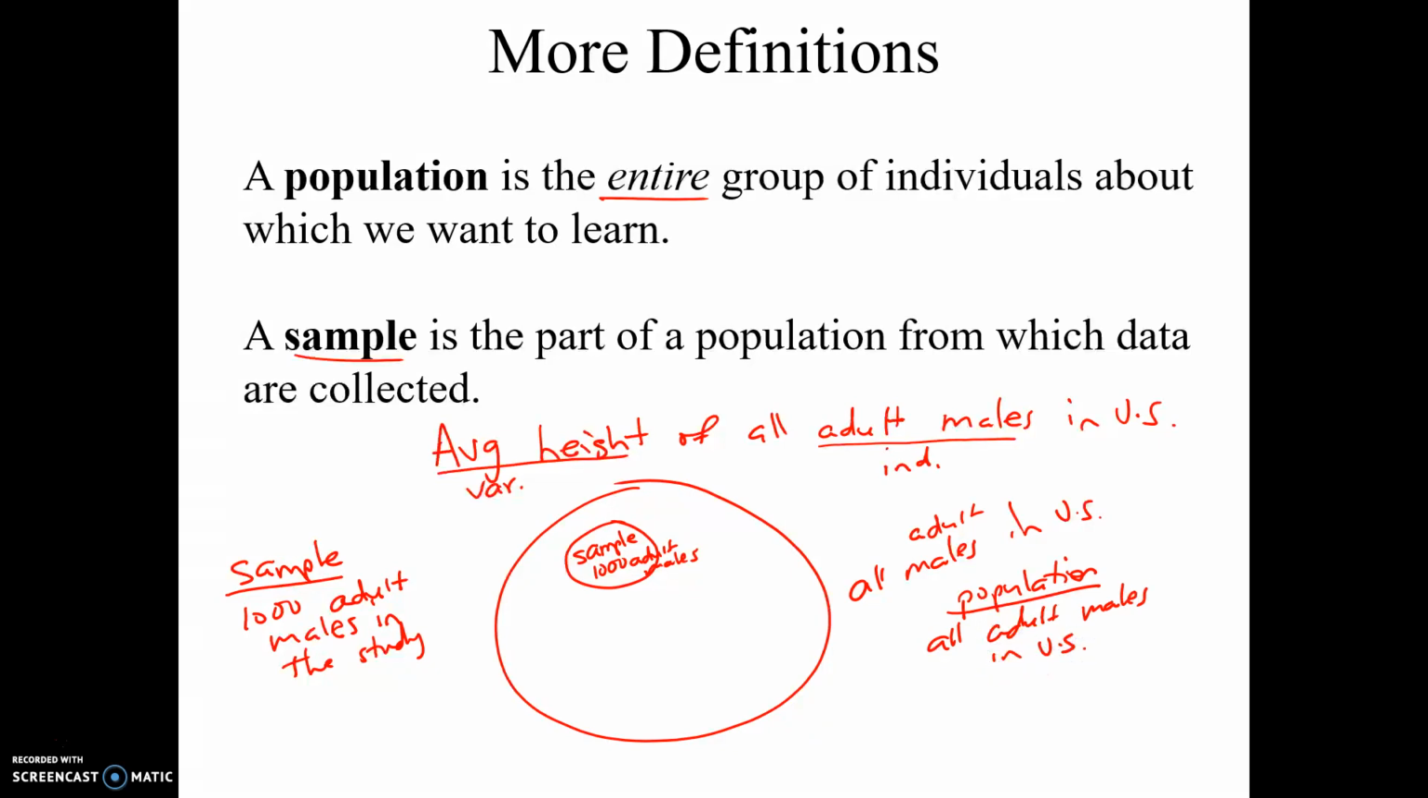Okay, so once again, this is your population. This whole thing, that's your population. This represents every adult male in the US. It's not practical to survey 200 million adult males. So instead, we're going to sample just 1,000 adult males. And the average height of these 1,000 adult males is going to be used to estimate the average height of all adult males. So the sample is these 1,000 adult males, and the population is every adult male in the US.